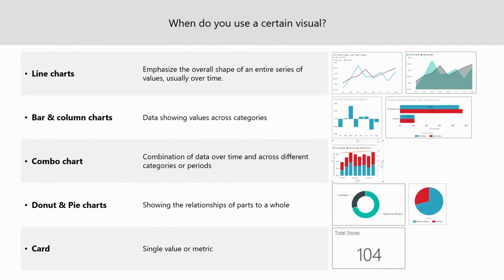Now, a line chart will likely present data over time, and it puts an emphasis on the overall shape. Bar and column charts show the data across different categories. A combo chart is a combination of a line chart and a stacked or regular bar chart. We also have donut and pie charts, which show the relationship of parts to a whole. A simple card can be useful for representing a number.